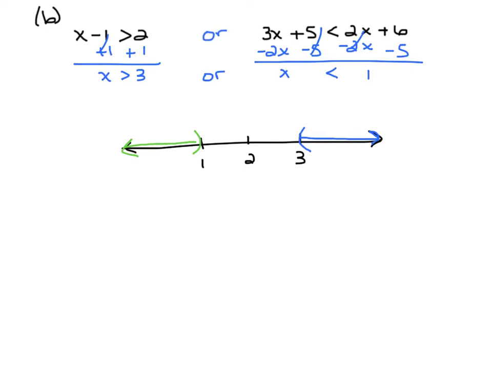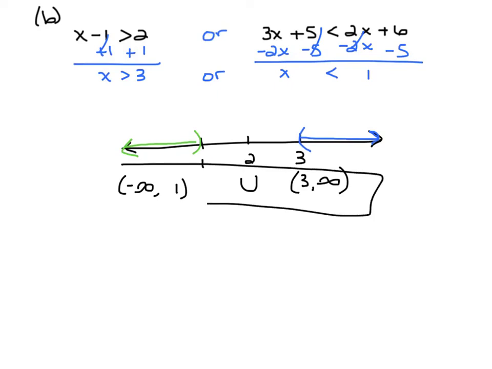This is what my graph would look like. And then my interval notation would be negative infinity, because I shaded the arrow, to 1, union 3 to positive infinity, because the other arrow is also shaded.